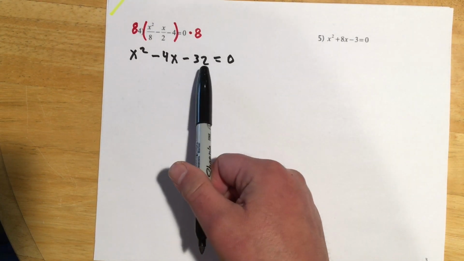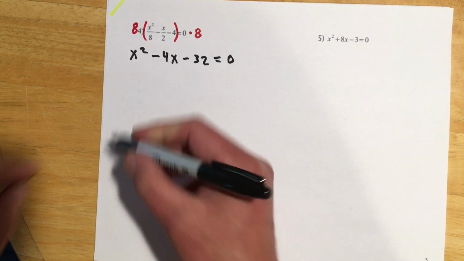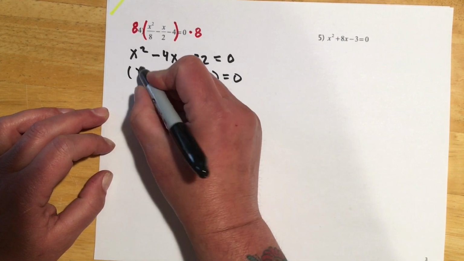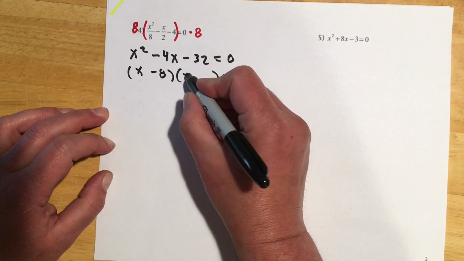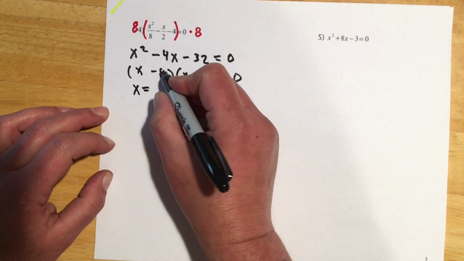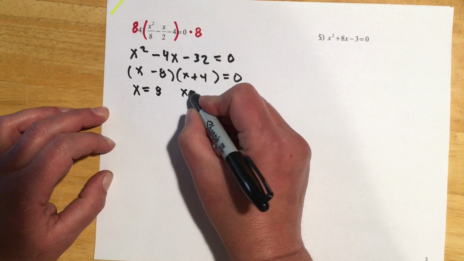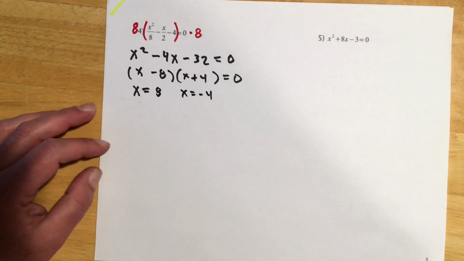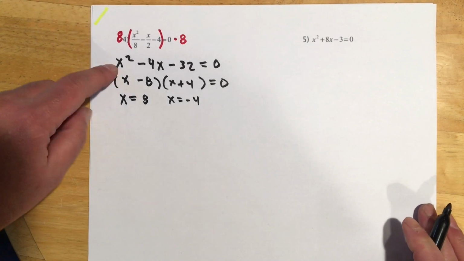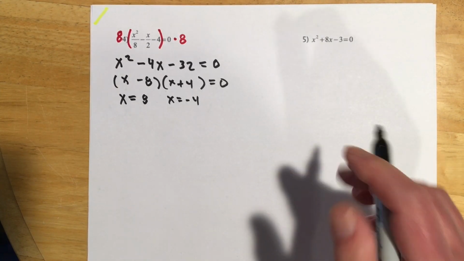And same spot, is there anything that multiplies to be negative 32 and adds to be negative 4? And there is, so that's going to go x minus 8 and x plus 4. So our zeros, our solutions, are 8 and negative 4.